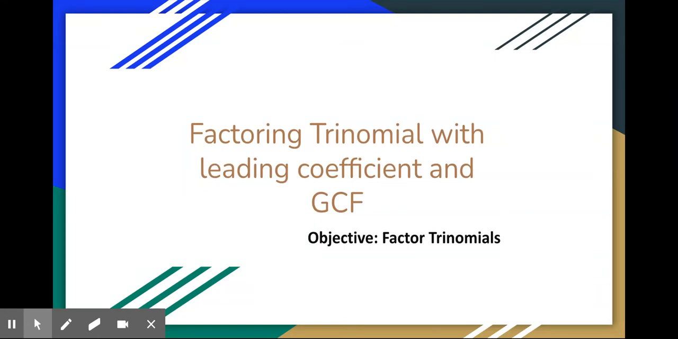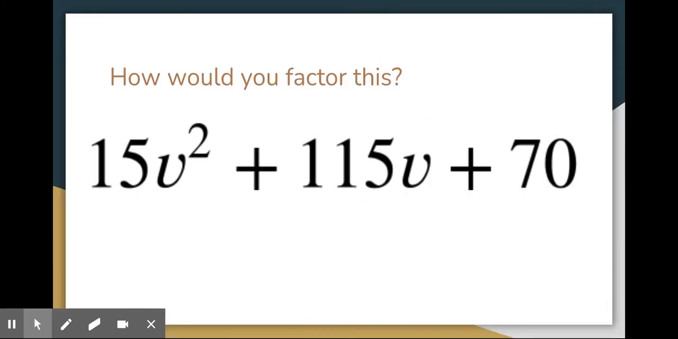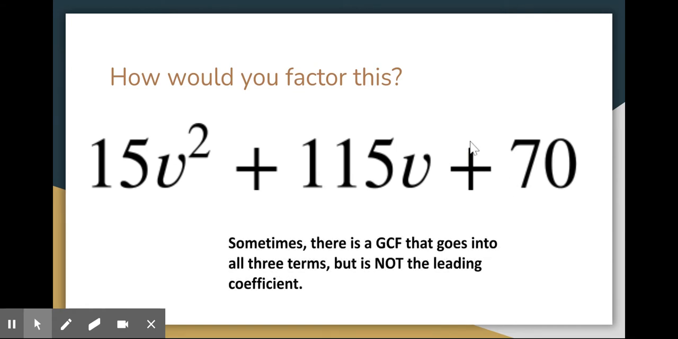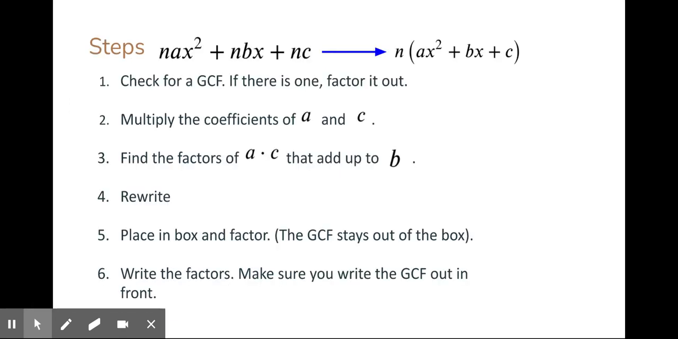Right, in today's video, we're going to go over how to factor trinomials with a leading coefficient and a greatest common factor. So if we look at this trinomial, it may have a greatest common factor, but it may not be the first number. Like before, we've seen in the past that the greatest common factor was always the first number or your leading coefficient. But 15 doesn't go into all three of these numbers. So we're going to talk about how to factor these.